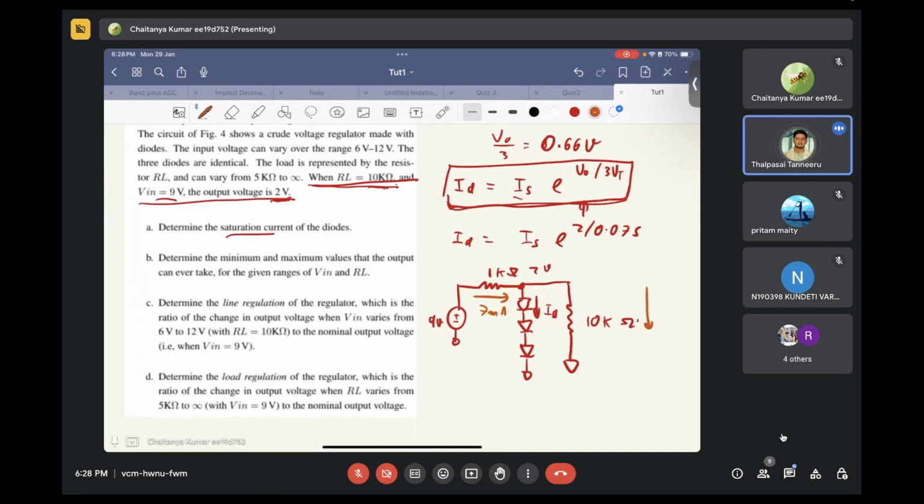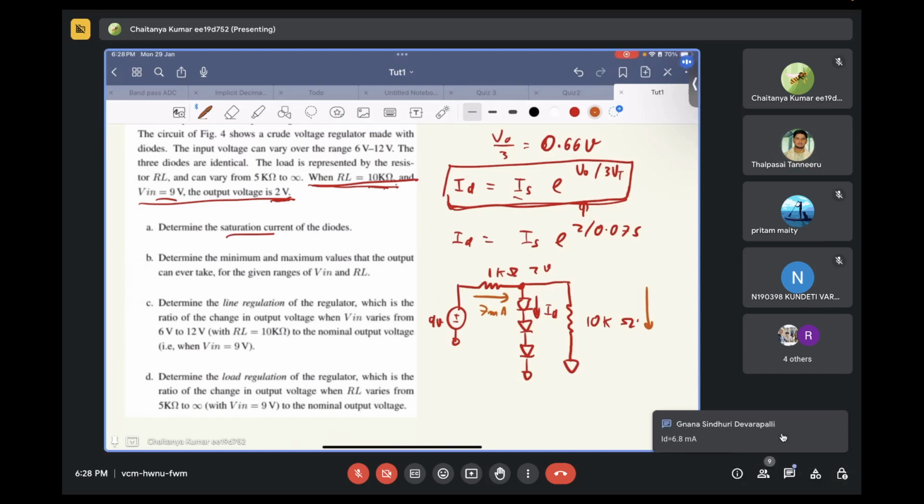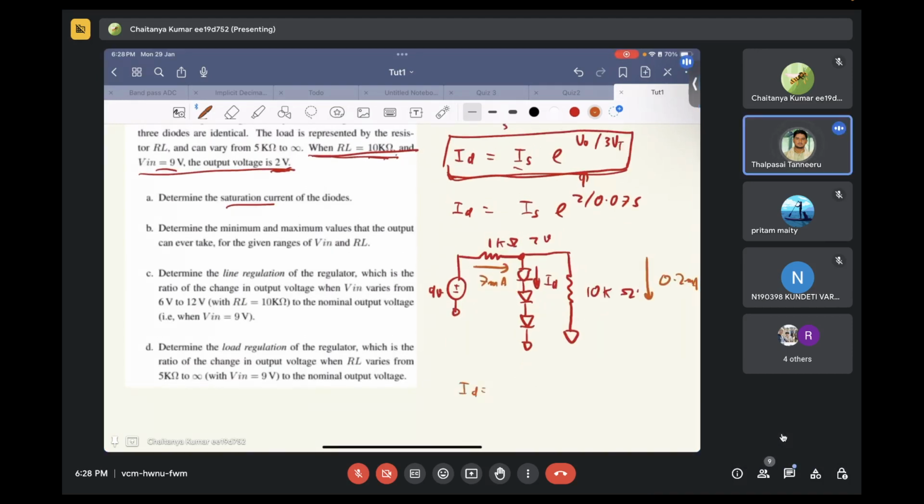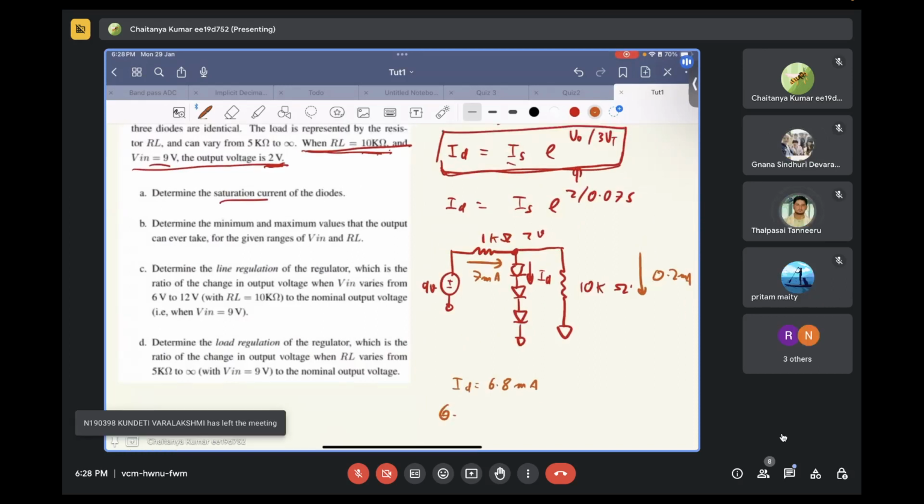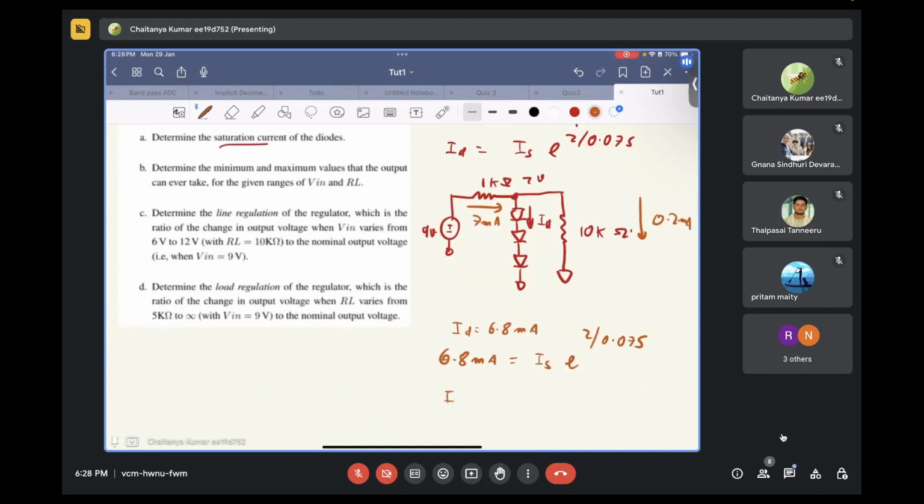Sir, 2 by 10. Yeah, 0.2 milliamperes. Correct. So what is the value of ID? It's equal to 6.8 milliamps. Okay. So now you know your ID is 6.8 milliamps, and IS, then you have e to the power 2 by 0.075. So from here, can anyone tell what will be the saturation current that you will be getting?